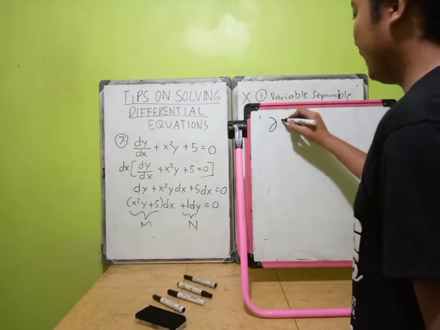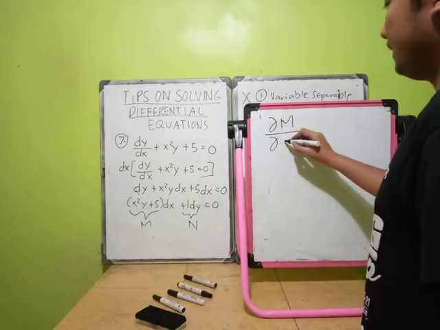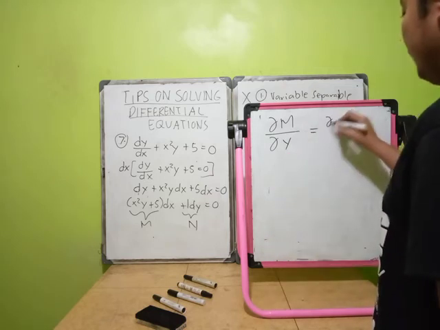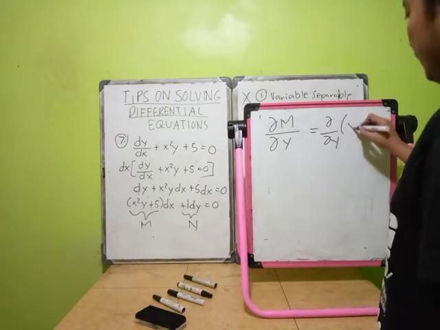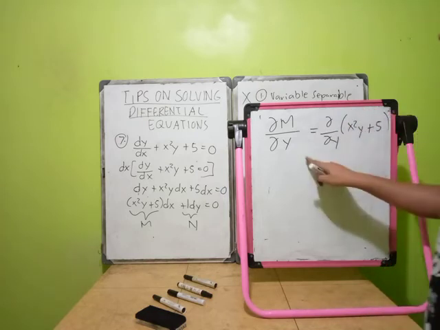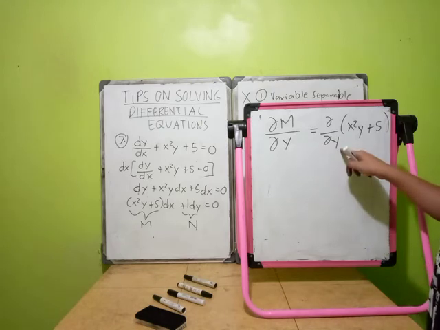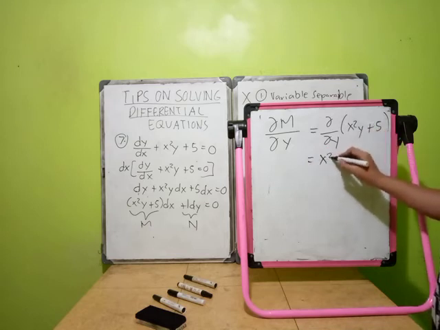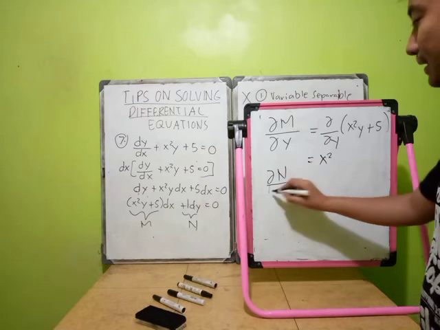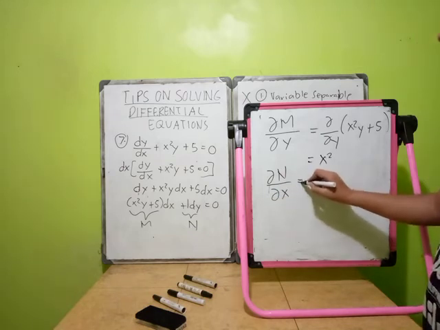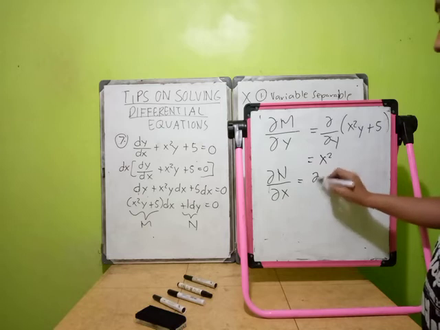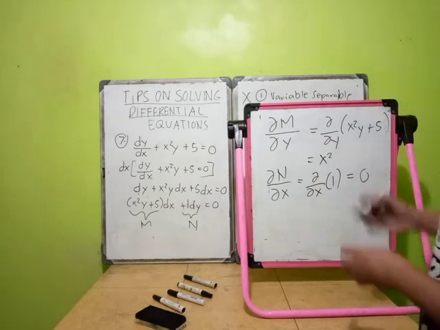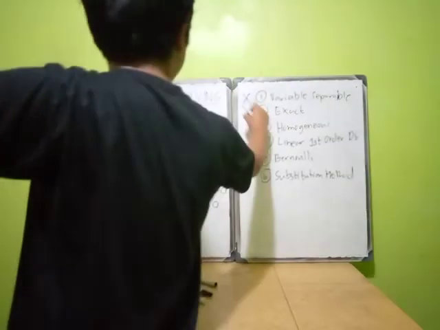Can we take the partial differential of M with respect to y? That is equal to this. Therefore, when we partially differentiate with respect to y, only y is the variable. The term beside it, x squared, is a constant, so it becomes x squared. And for N, we differentiate with respect to x, and since it is a constant, it becomes 0. Therefore, it is still not exact. It is not exact.